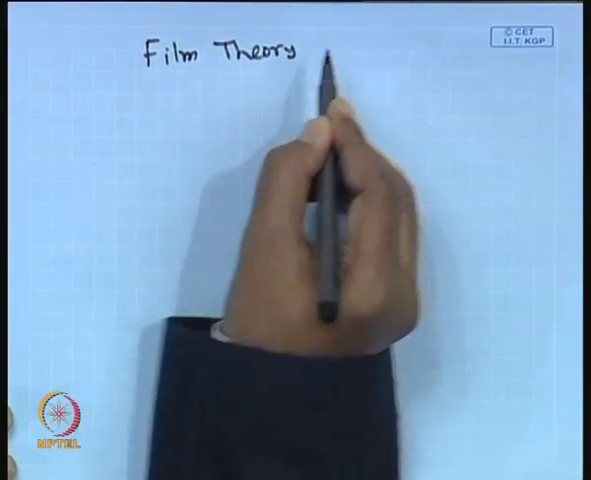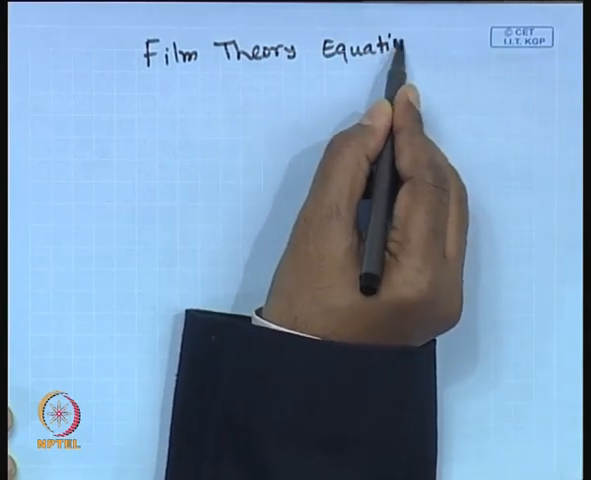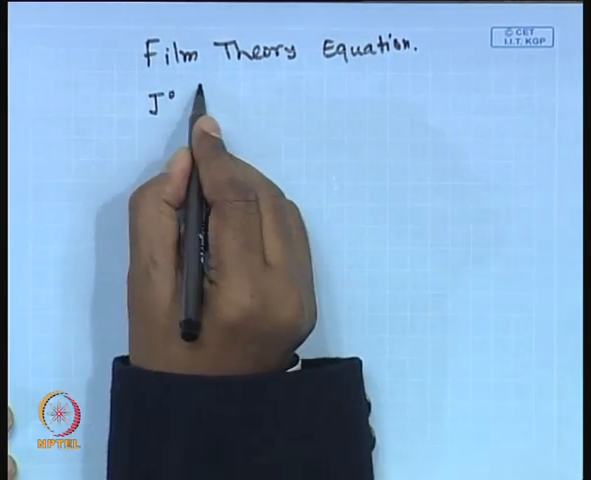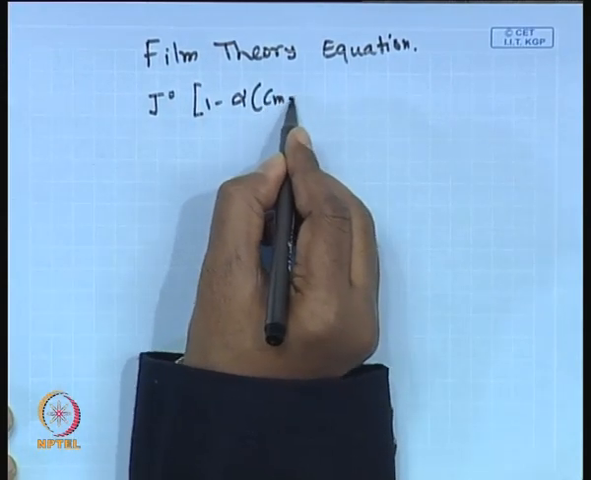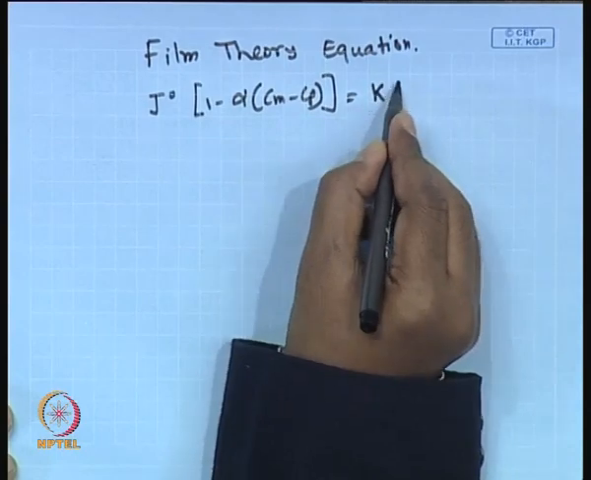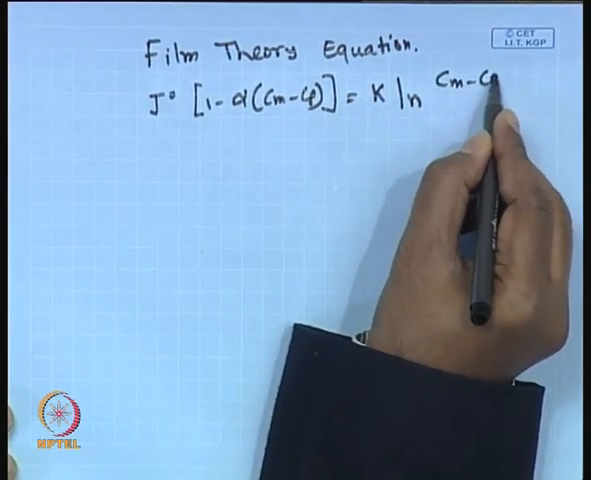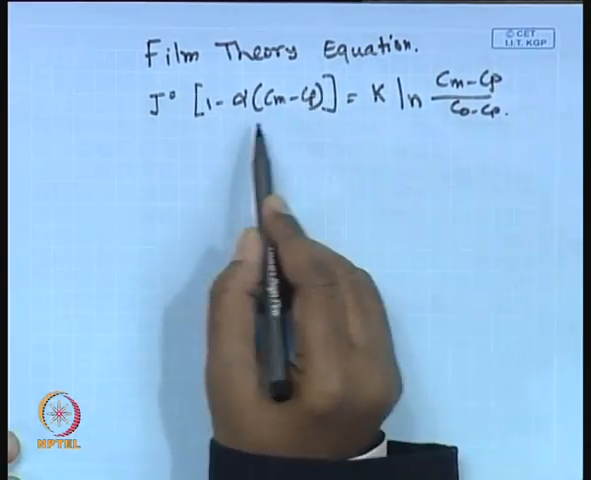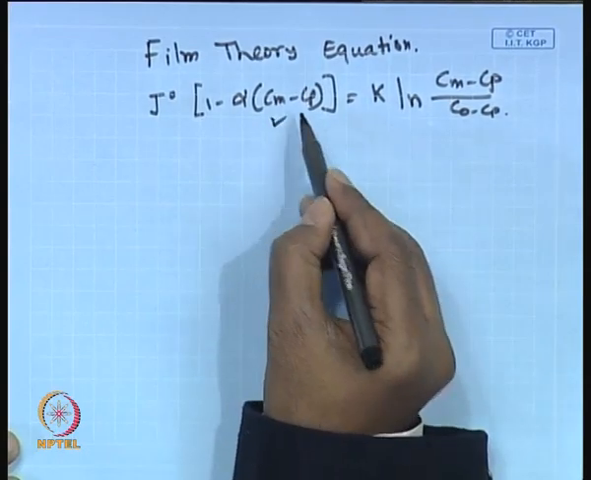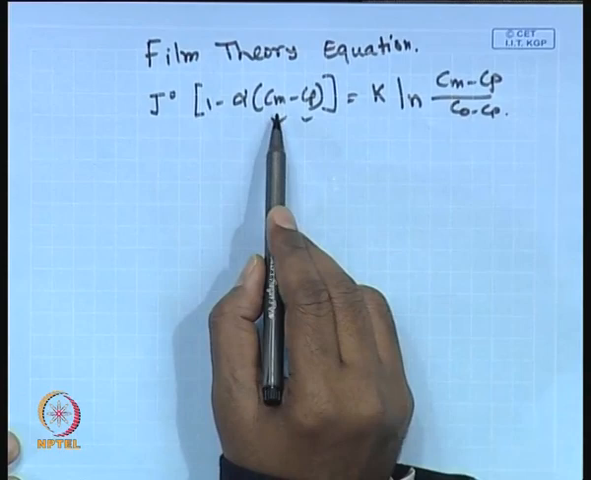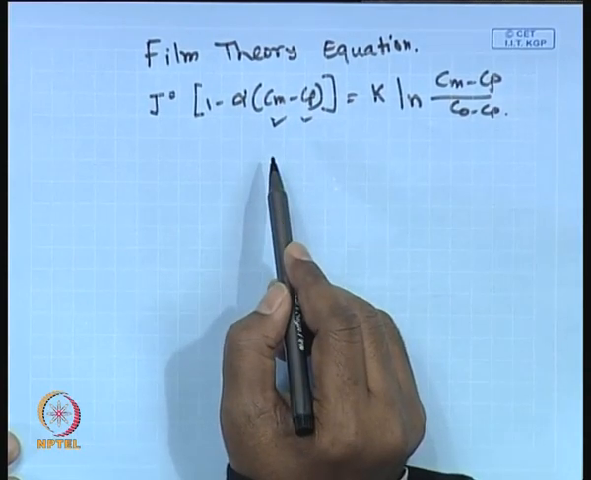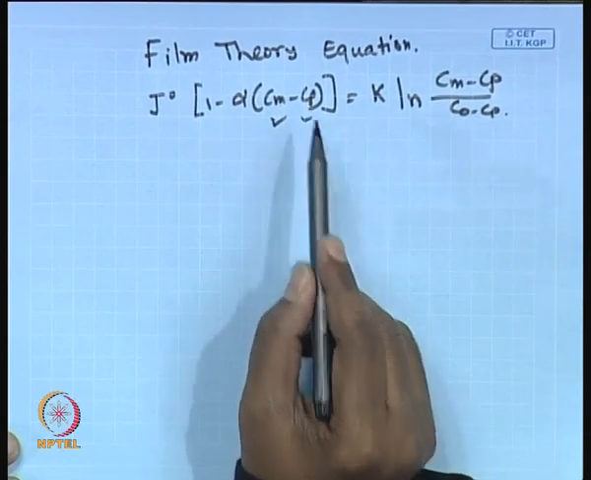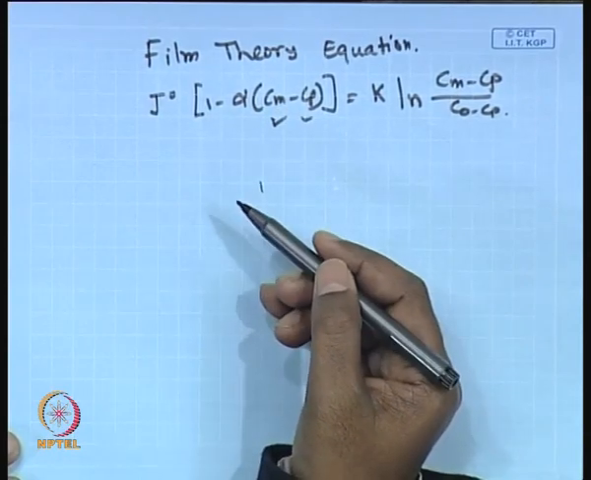Now, we couple this equation with the film theory equation. So, what you get is J naught 1 minus alpha C m minus C p is equal to k ln C m minus C p divided by C naught minus C p. Now, there is one equation that contains two unknowns, C m and C p, and we do not know the relationship between C m and C p. In this case, we are not going to use the definition of real retention that will connect C m and C p. We will be using a more fundamental equation, that is the solution diffusion model.